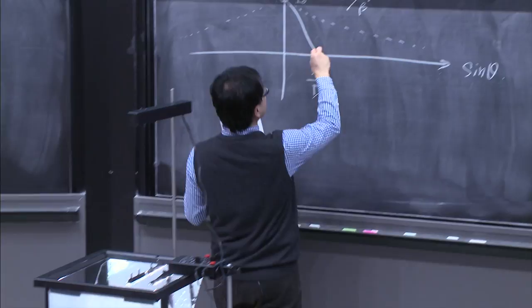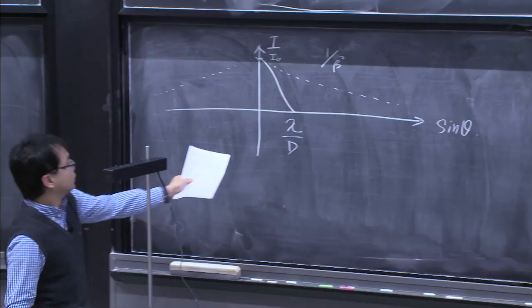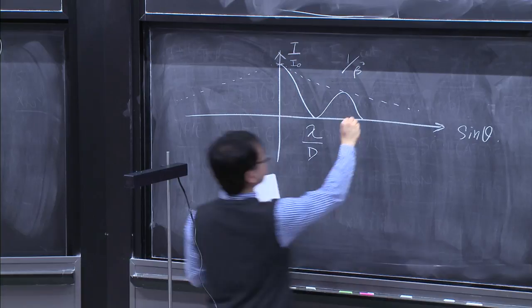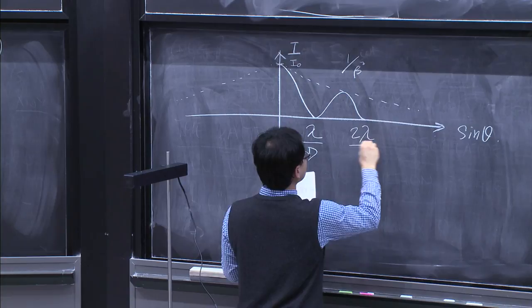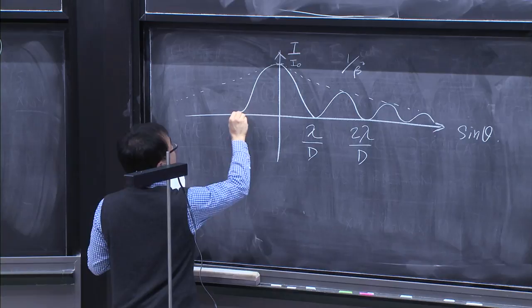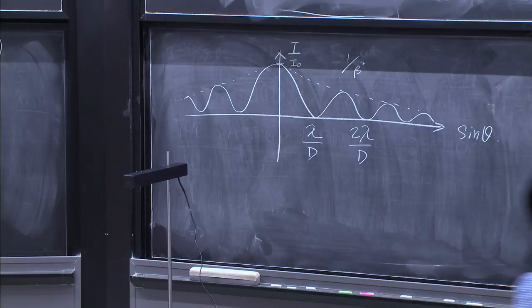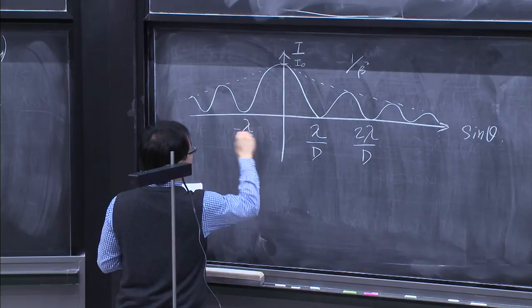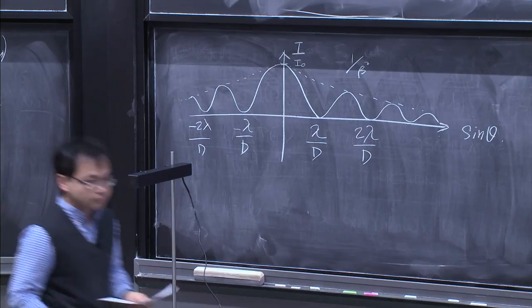Then, if you increase sine theta further, moving away from the center of the screen, you see that this will increase again and reach a smaller maxima, and again reach 0, when this is equal to 2 lambda over d, and this pattern continues. And of course, because of the symmetry we observe in this expression, everything is proportional to sine squared of something. Therefore, this distribution is symmetric. So you have minus lambda over d, minus 2 lambda over d, et cetera. Any questions so far?